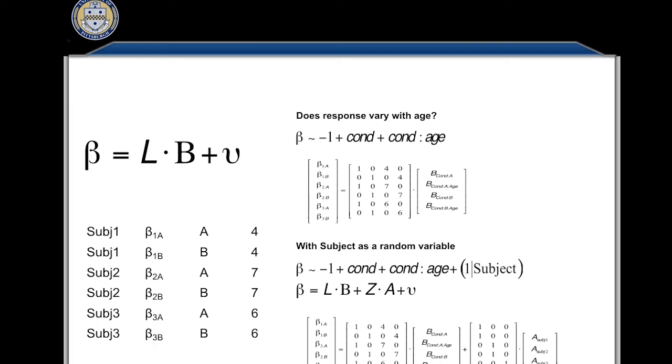With this kind of notation, you can specify random effects models. So here's that exact same equation, so two condition intercept terms, two condition by age slope terms, and then this notation of putting it in brackets with one vertical line and then the name of the variable is telling us that we're going to treat subject as a random variable. That's how this notation denotes random variables, with this vertical line.